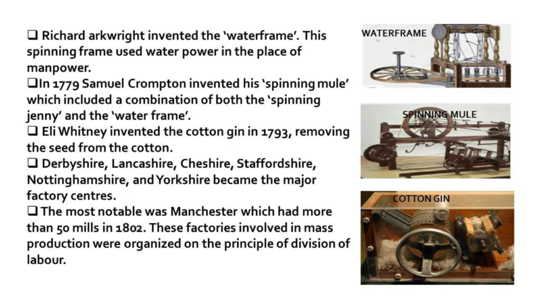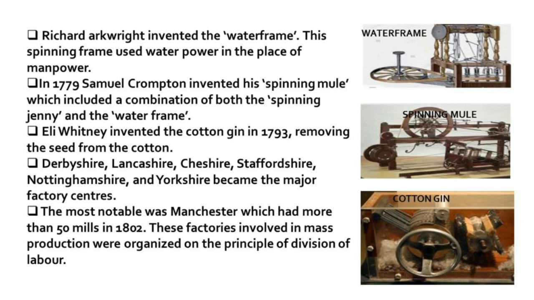The water frame was too big to be run at home, thus was born the factory. In 1779, Samuel Crompton invented the spinning mule, which was a combination of both the spinning jenny and the water frame. It spun hundreds of threads simultaneously and produced both fine and coarse threads. Eli Whitney invented the cotton gin in 1793, removing the seed from the cotton. Textile manufacture was at the heart of the Industrial Revolution.